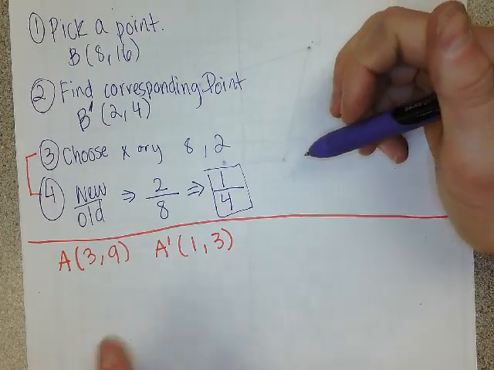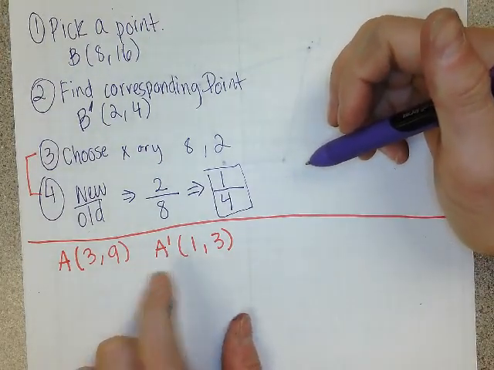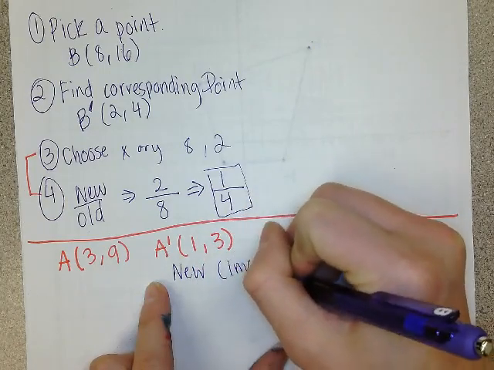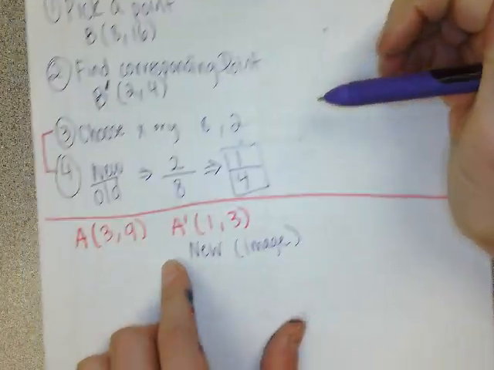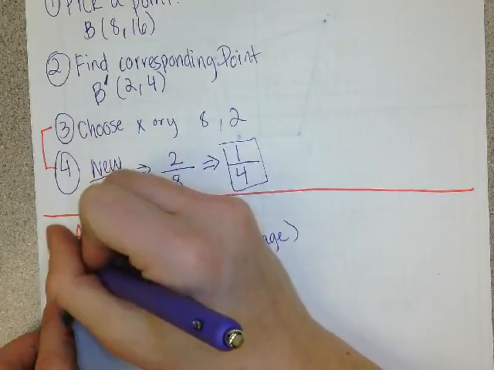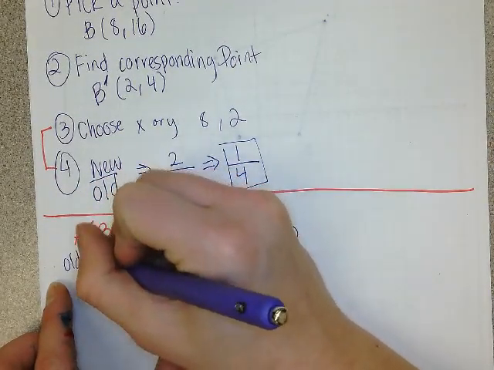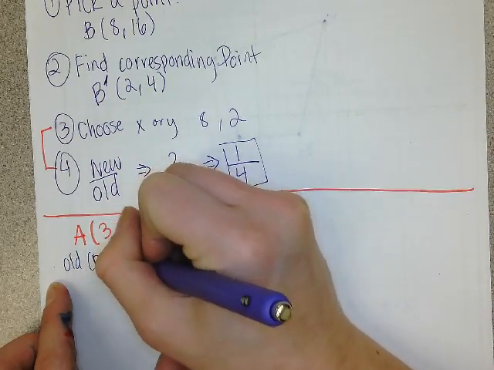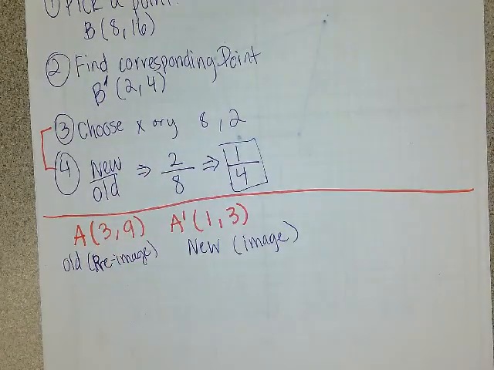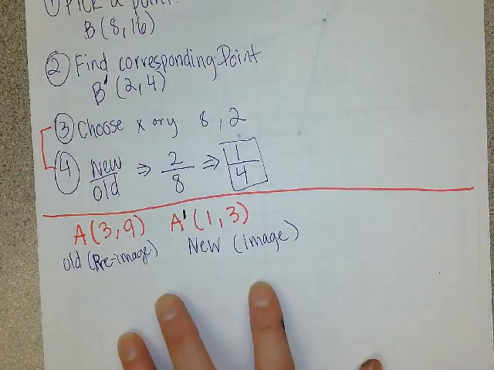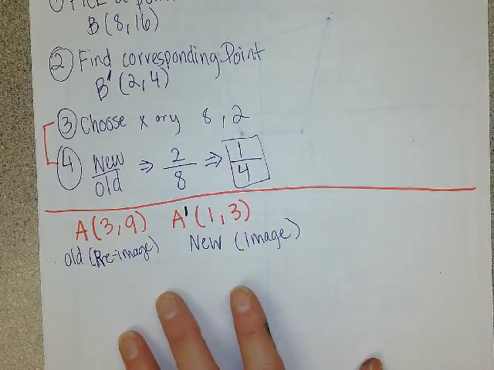So, this is my new, which is also called your image. And this is called your old, which is your pre-image. Not your re-image, your pre-image. Okay? So your new is your image, and I can tell which one that is because of the prime, right?